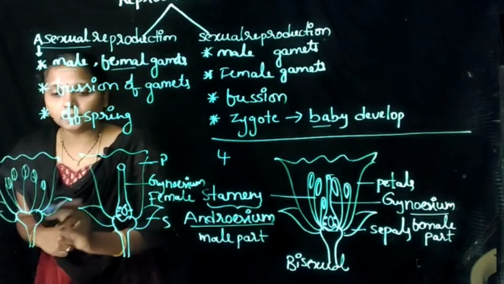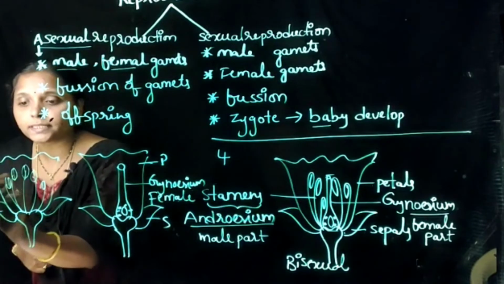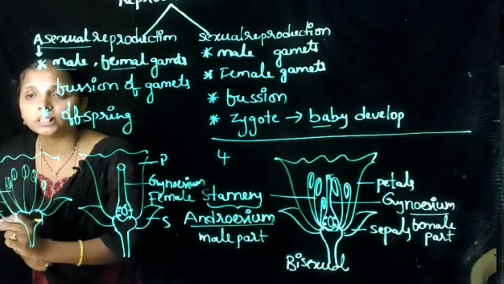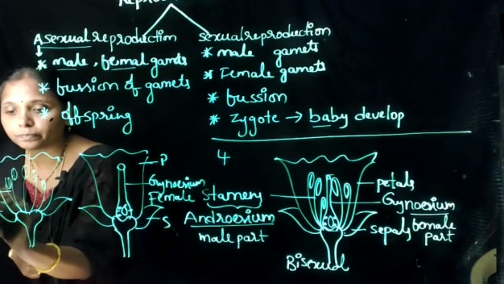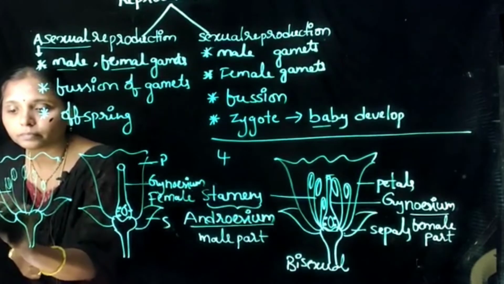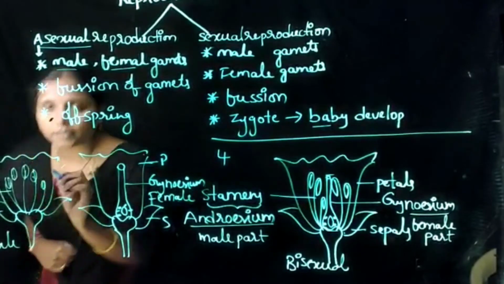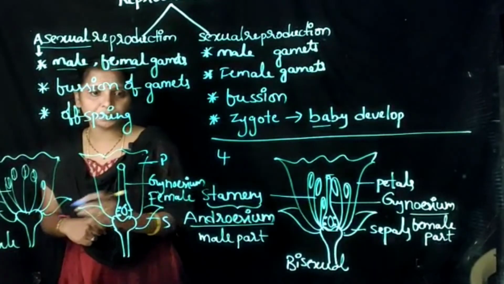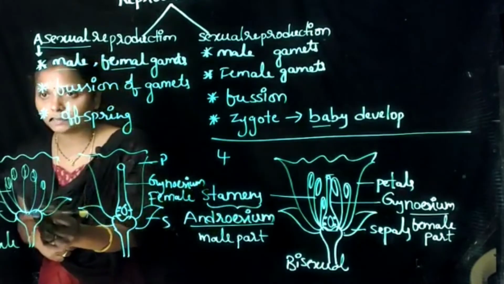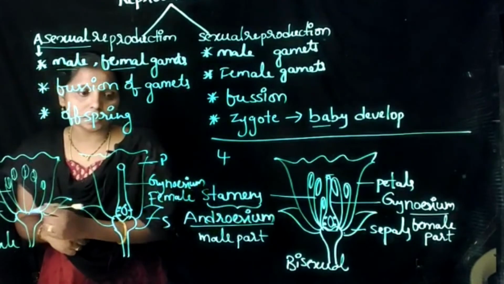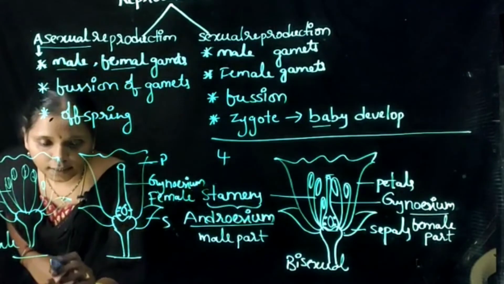And in this flower we can see the sepals, petals and also male parts, means androecium. Means it contains male organs. It contains what? Male organs. So in this flower we see female organs. In this flower we see male organs. So these types of flowers are called unisexual flowers.